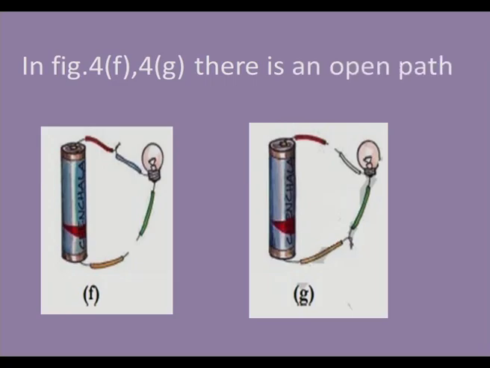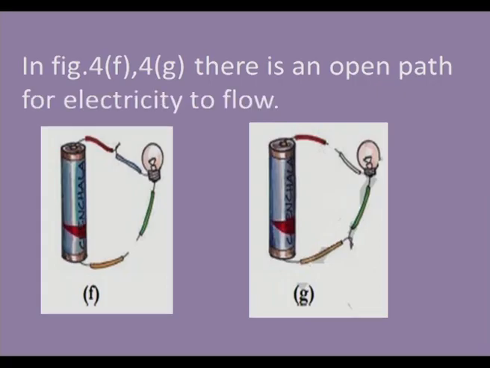In figure F and G, there is an open path, that means here there is a break in the circuit. In figure F you observe the lower yellow wire is not joined with the green wire of the bulb. In figure G, the red wire of the battery is not joined with the blue wire of the bulb. Therefore, there is an open path, there is no closed path for electricity to flow.